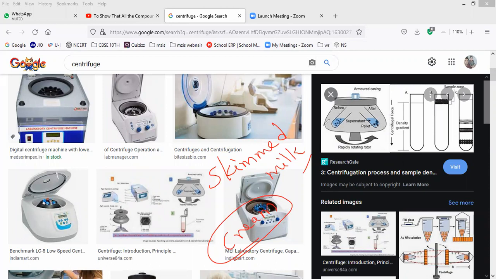So the cream is coming up. All of you should remember the cream is coming up because it is less dense. So the cream, being lighter, will float over the skimmed milk. It can be removed easily with our hand also. So the cream is separated from milk by using which process? Centrifugation.